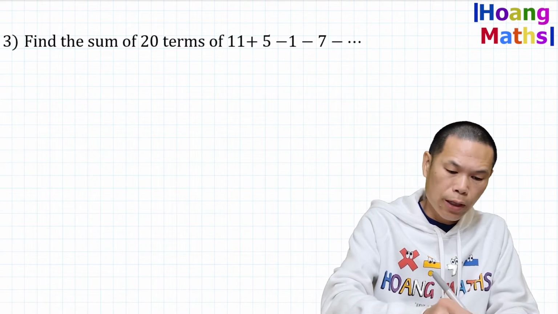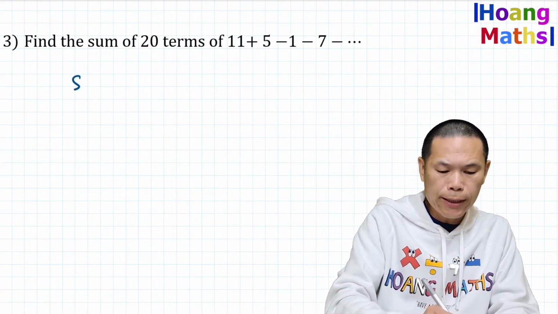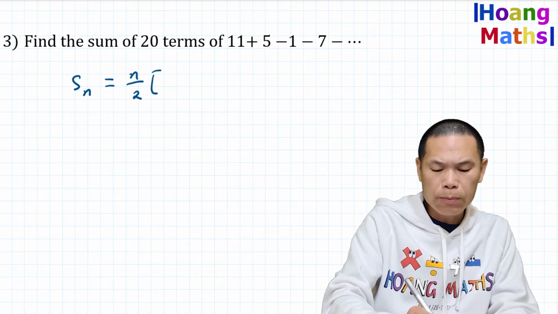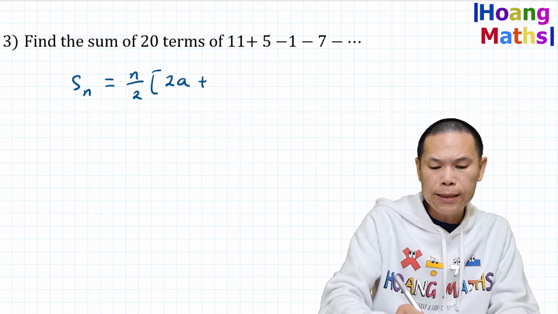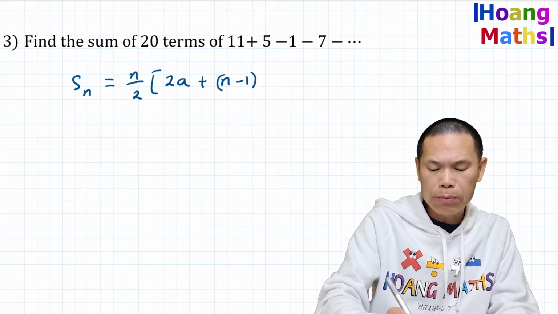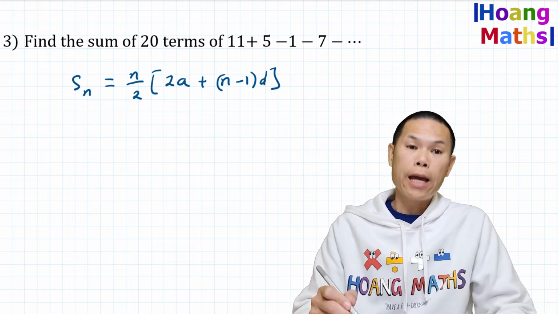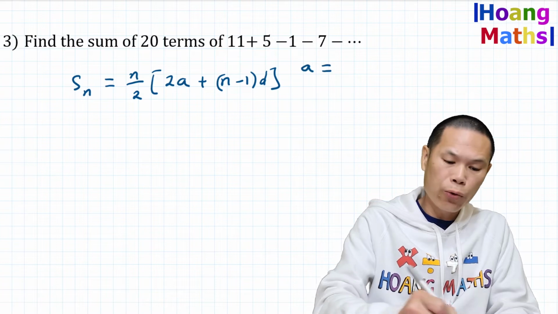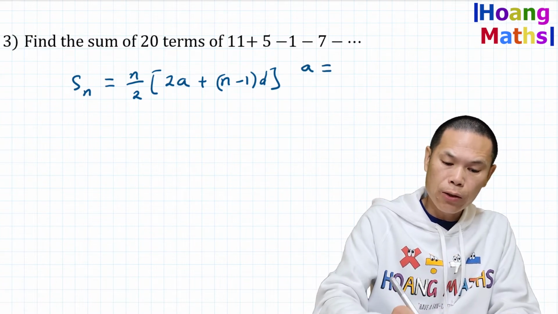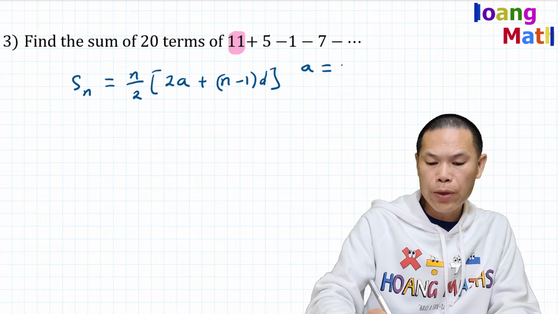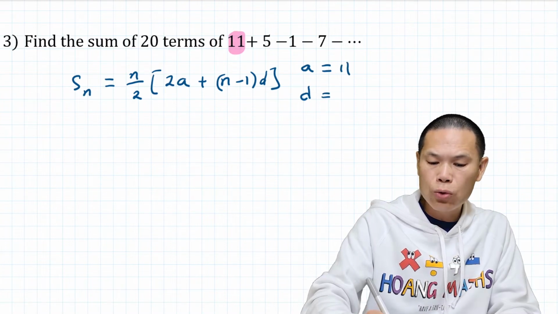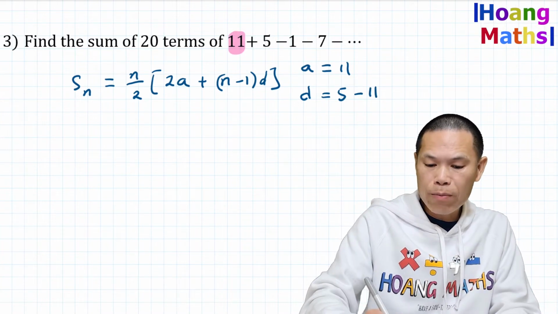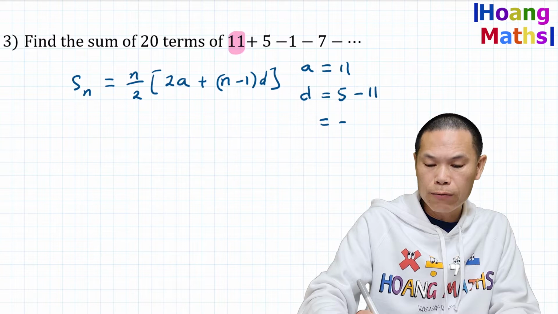So first of all, we know that the rule for this is S of n is equal to n over 2, and then we times by 2a plus n minus 1 times d. So that is the rule. And now what we need to do is work out the a. So a, we already know, is the first term, so 11. Let me just write this down. And the common difference is term 2, that is 5, minus term 1, so term 1 is 11. So 5 minus 11 is negative 6. So therefore d is negative 6.